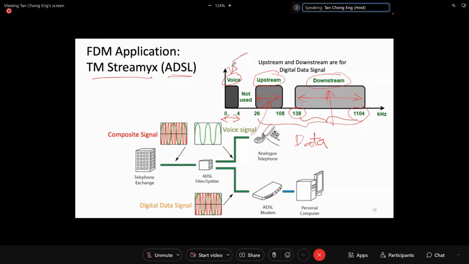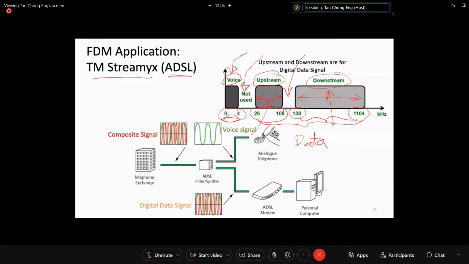If you check the frequency, the first one is 0 to 4 kilohertz. The second one is 26 to 108. And the third one is 138 to 1104. So they're all operating at different frequencies so that they won't interfere with each other. Is there anything in between them? Yes, there's a lot of empty space in between to make sure those frequencies do not overlap. When they do not overlap, they do not interfere with each other.